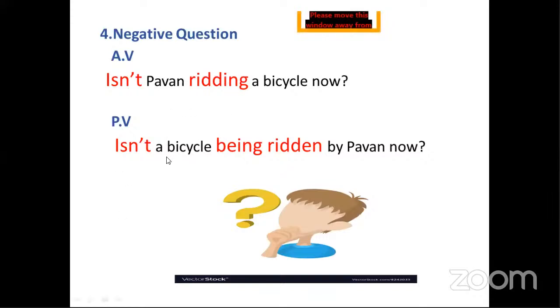Then isn't a bicycle, this object is coming in the second place as the subject. Isn't a bicycle. We put isn't here because we are forming a negative question. Isn't a bicycle. So you can't omit this or you can't forget this being. Then being, and you have to write the past participle verb here, being ridden by Pavan now. Isn't a bicycle being ridden by Pavan now? You can ask or you can form this type of passive voice, the negative questions as well.